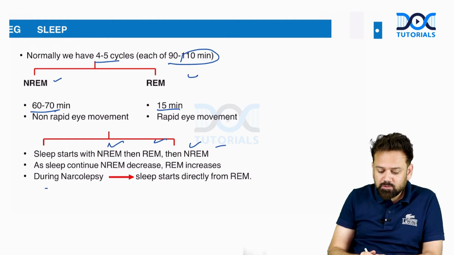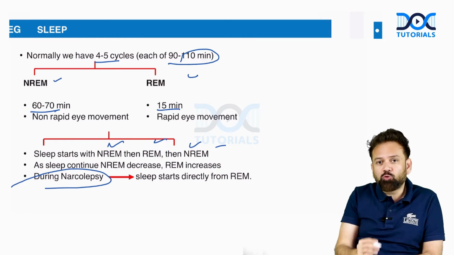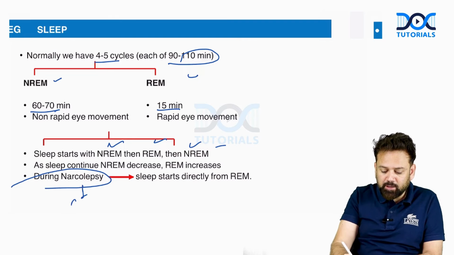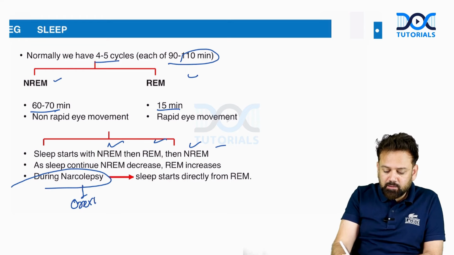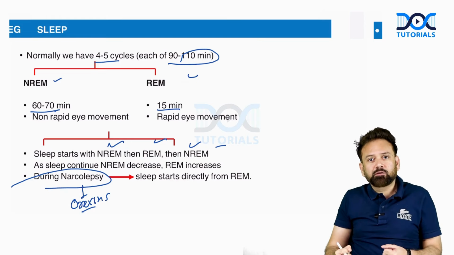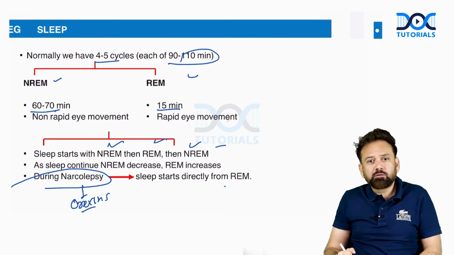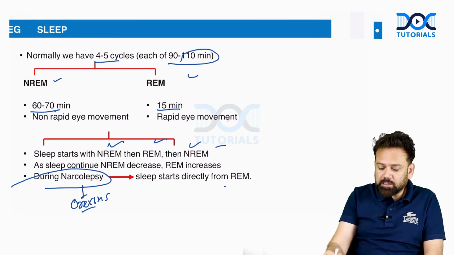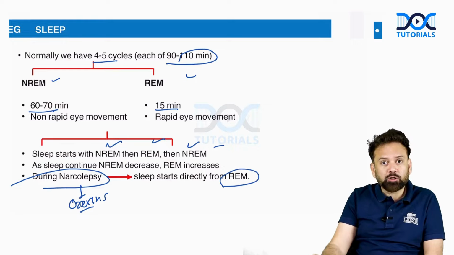During narcolepsy, when you are sleeping in daytime, excessive sleep, there is a problem with the orexins. Orexins make you awake, and if there is a mutation of orexin, we will be sleeping in the day. So during narcolepsy, it starts directly from REM, not NREM.